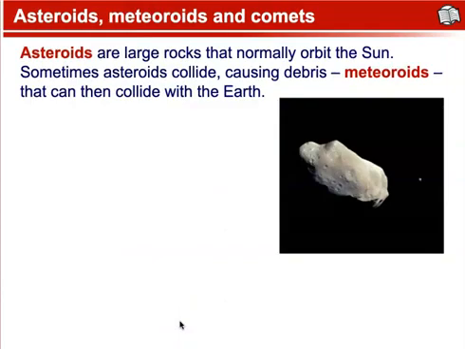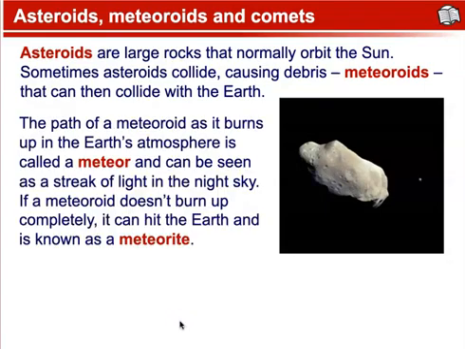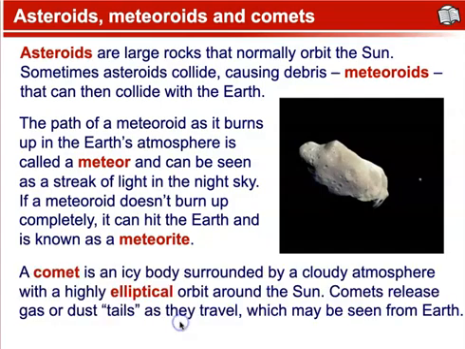Asteroids, meteoroids, and comets. Asteroids are large rocks that normally orbit the sun. Sometimes asteroids collide, causing debris, meteoroids, that can then collide with the Earth. The path of a meteoroid as it burns up in the Earth's atmosphere is called a meteor and can be seen as a streak of light in the night sky. If a meteoroid doesn't burn up completely, it can hit the Earth, and it is then known as a meteorite.